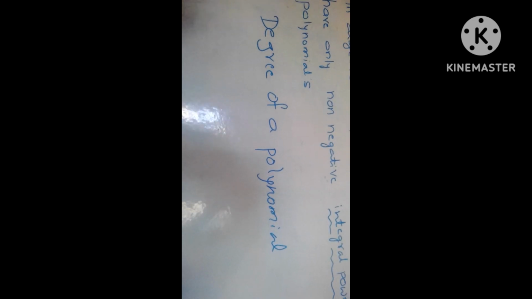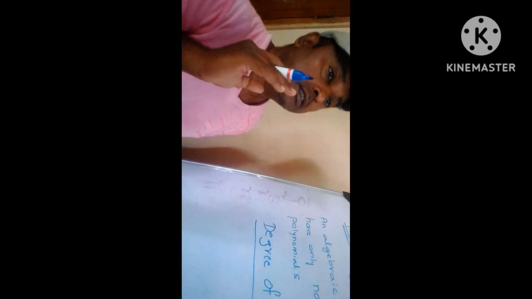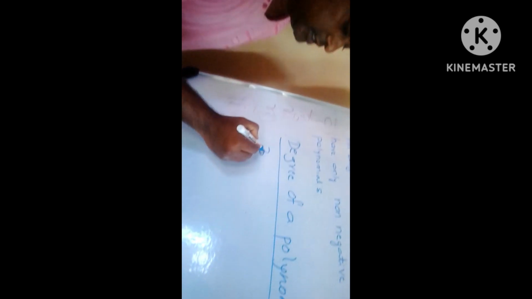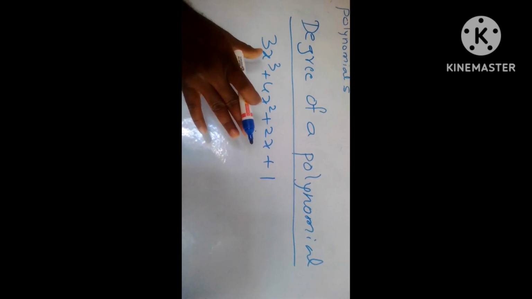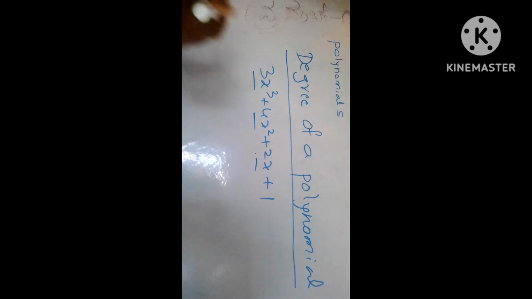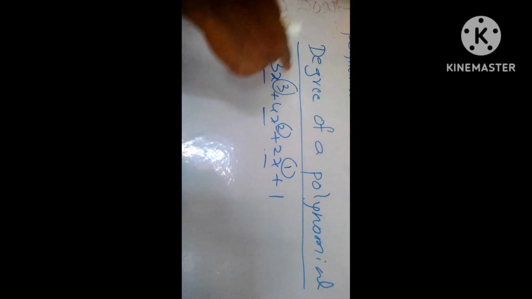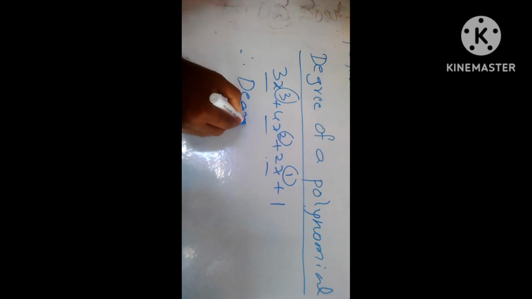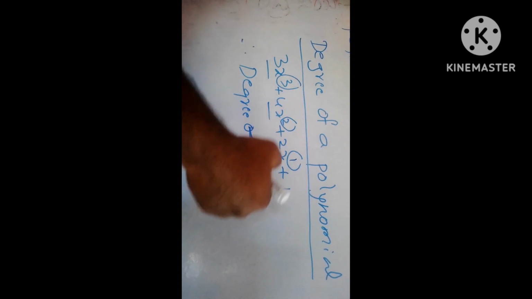The next parameter related to the polynomial is the degree of a polynomial. The degree of the polynomial is nothing but the highest power of the variable in the polynomial. Consider one example: 3x cube plus 4x square plus 2x plus 1. In this polynomial, there are terms with different powers: this one is 3, this one is 2, this one is 1. Among these, which one is highest? The highest one is 3. Then that 3 becomes the degree of the polynomial.